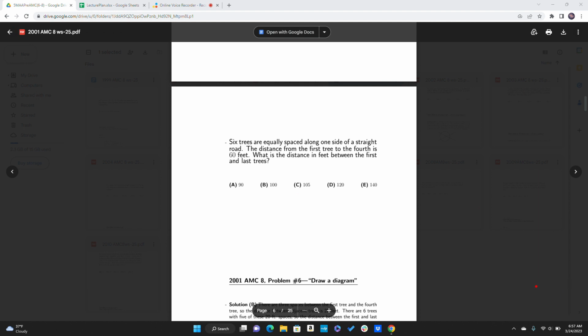Alright, we've got 6 equally spaced trees. The first to the fourth is 60 feet. So we've got tree 1, 2, 3, 4, 5, 6. This distance here, that's 60. And we want to know the distance in feet between the first and the last tree.